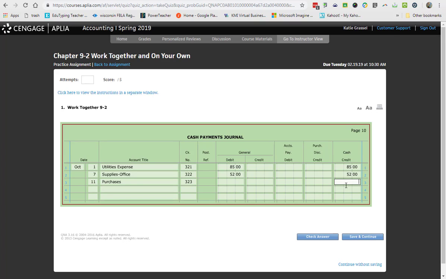For sure cash credit, because otherwise it wouldn't go in this journal. Would you agree? And we already agreed purchases doesn't have a special column, so it's got to go under general, 320. You're not touching that accounts payable column at all, because it doesn't matter. You didn't buy anything on account. You're not paying anything on account. You're just paying cash for merchandise.